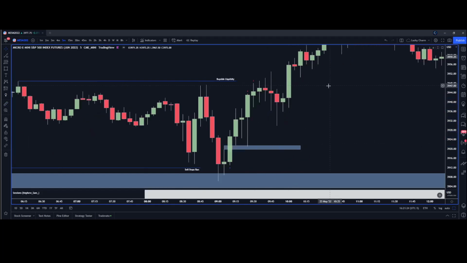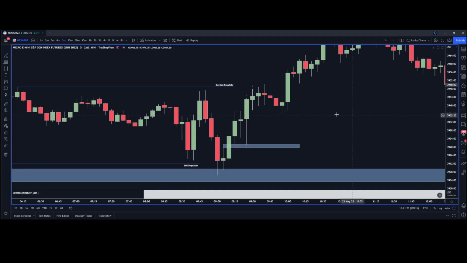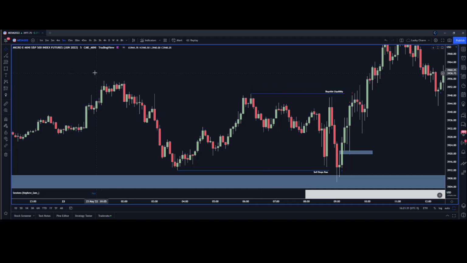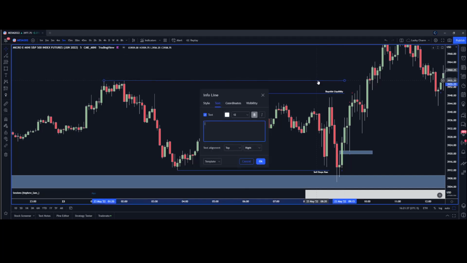That's all I wanted out of the AM session. I didn't know, because it was a Monday, if we were going to get some more acceleration like this. I didn't know that. I did expect price to probably take out these highs as well. But again, it's all based on your personality.